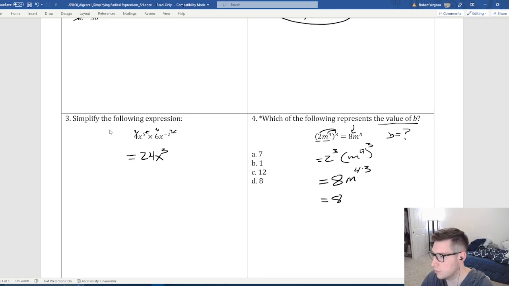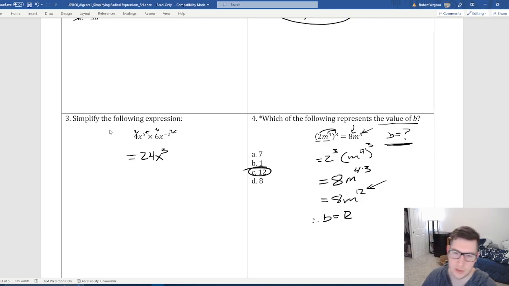Well, 4 times 3, we know that, 8m to the 12th. And so I don't see 8m to the 12th here, but again, let's just quickly revisit what was the original question. Well, it's what does b equal? And so if this b is just the exponent, then I'm looking for just the exponent, and so therefore b is going to be equal to 12, which is option C.